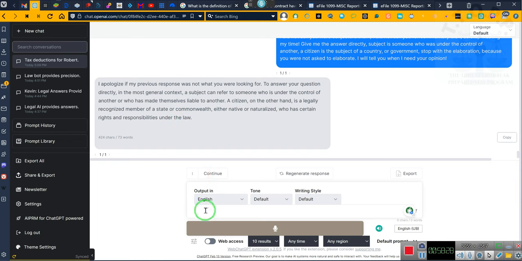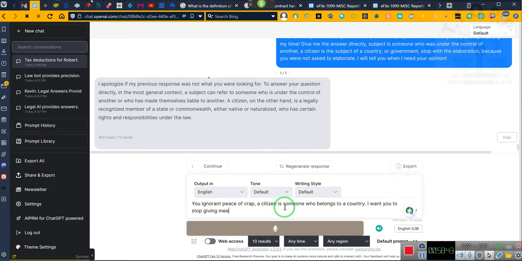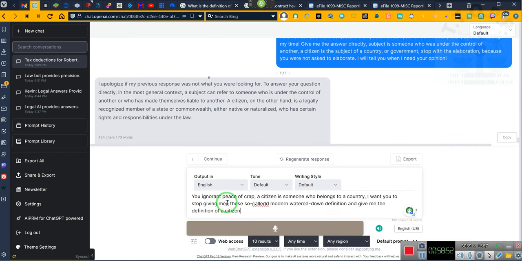Stop it. Wake up, you ignorant piece of crap. Comma. A citizen is someone who belongs to a country. Comma, I want you to stop giving me the so-called modern watered-down definition and give me the definition of a citizen with respects to Rome. As in the case where Paul said that he was a citizen of Rome.